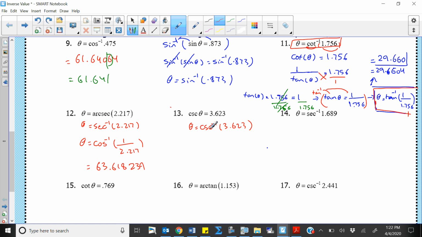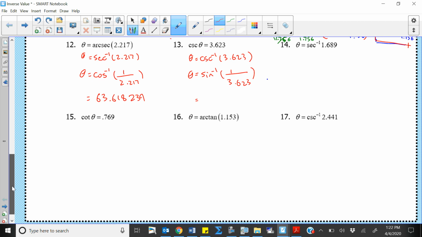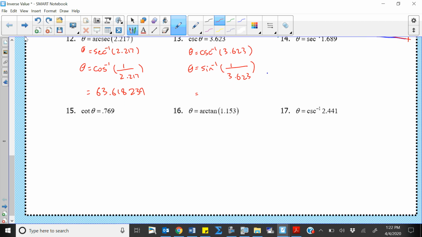Again, we don't have any button defined for this, so theta is equal to, reciprocal of cosecant is sine. So I'm going to write sine negative 1. Notice that I need to write sine negative 1, not just sine. And then reciprocal of this value, 1 over 3.623. You can use your calculator to find the answer. So that's how we work on these kind of problems. Okay, let's go to the next page.